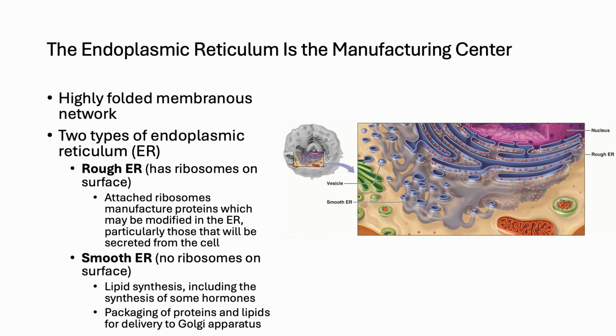The extensive folding of the ER increases surface area, maximizing efficiency. Cells specialized in protein secretion, such as pancreatic cells, have abundant rough ER, while cells involved in lipid metabolism or detoxification, like liver cells, are rich in smooth ER. Together, both forms of ER contribute to the cell's ability to grow, adapt, and maintain homeostasis.